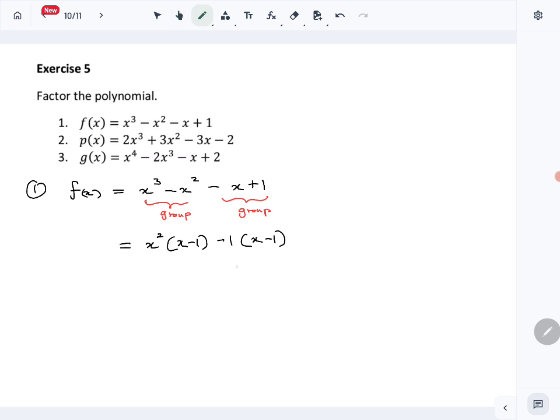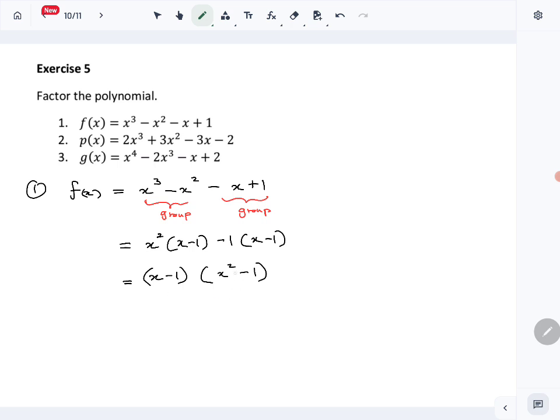Right. Now what is common between the first term and the second term? x minus 1 and x minus 1. So you take that out. So take x minus 1 out. From the first term, x squared is left. From the second, minus 1 is left.